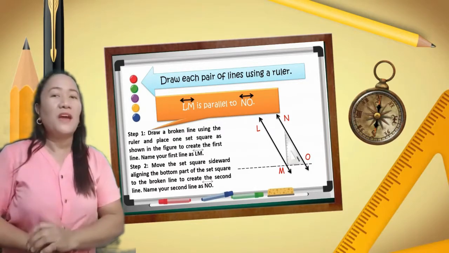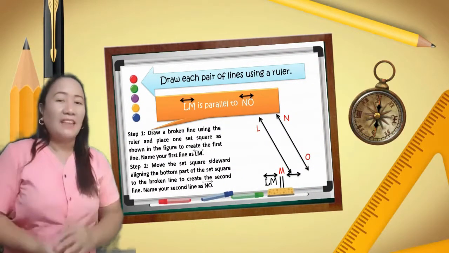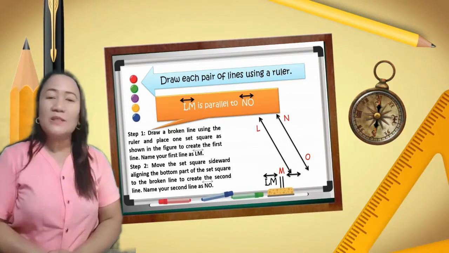That's great! We have now successfully drawn a parallel line. So, line LM is parallel to line NO. We are now done with our discussion.